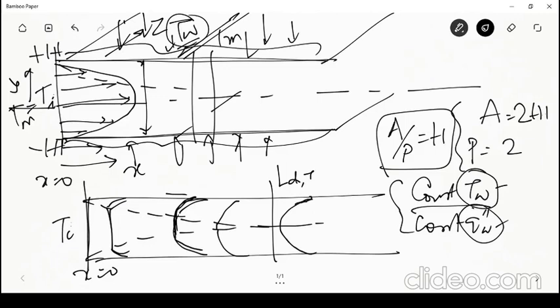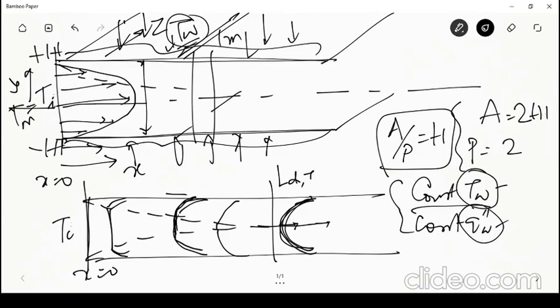Now, in the case of constant wall temperature, it is easy to visualize. This temperature is constant and this temperature is constant. So between those two temperatures, the profile becomes this. And after full development, the heat transfer is still happening, and therefore the centerline temperature would still be changing. The centerline temperature would not become a constant after full development.